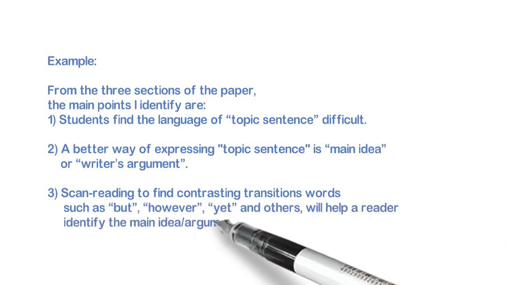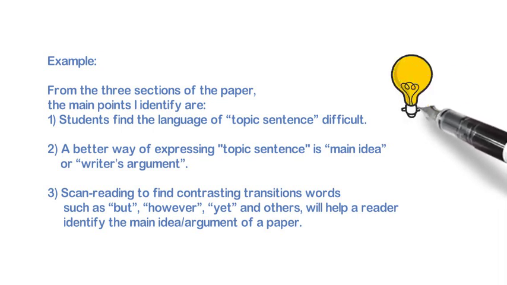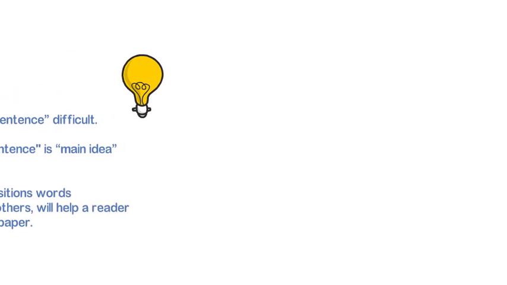So from the 3 sections of the paper, these are the 3 points I can identify. Students find the language of topic sentence difficult. A better way of expressing topic sentence is main idea or writer's argument. Scan reading to find transition words such as but, however, or yet can help the reader identify the main argument of a paper.